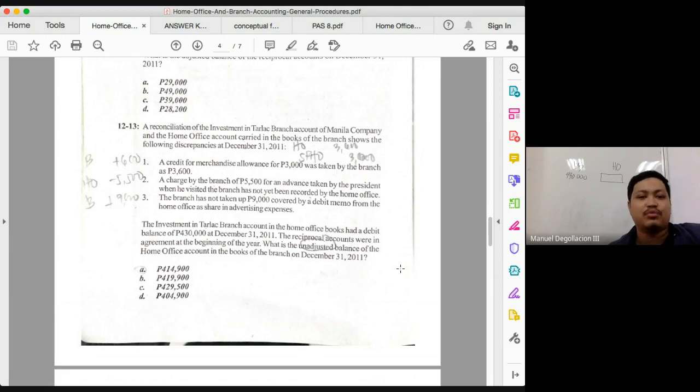Now, in the books of the branch, what entry will be prepared? Debit home office, and credit shipments from home office. So this is really a form of a withdrawal transaction because the value of the goods given to the branch is reduced due to the allowance. But unfortunately, the amount recorded by the branch was only 3,000. So that means the home office account is over or understated? Overstated because it should be reduced by 3,600, but it was only reduced by 3,000. So you will have to reduce it further, amounting to 600.